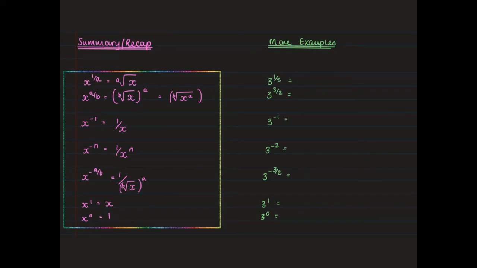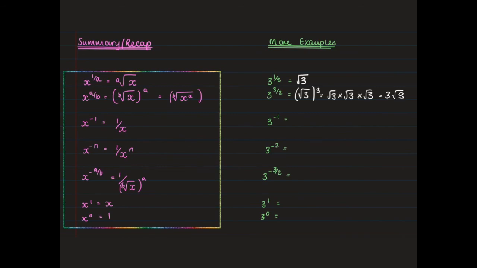So let's look at a summary and a few more examples. You've got the summary on the left, and we're going to use that to try out the examples on the right. I recommend pausing the video and having a go yourself first. The first one, I've got 3 to the power of a half, so I know that that is root 3. I recognise that as a surd, I can't simplify that any further. Then I've got 3 to the power of 3 over 2, so that's going to be the square root of 3 cubed, which is root 3 times root 3 times root 3. And I know from surds that root 3 times root 3 is 3, so I end up with 3 root 3.